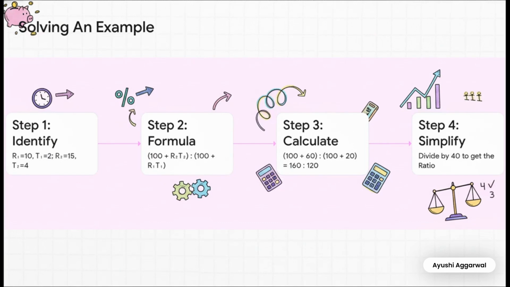Okay, let's test drive this new formula. R1 is 10, T1 is 2, R2 is 15, and T2 is 4. So we plug it in. It's 100 plus 15 times 4 on one side, and 100 plus 10 times 2 on the other. That gives us 160 is to 120. We can simplify that down, and we get our final ratio of 4 to 3.